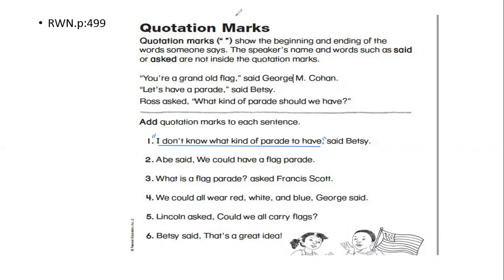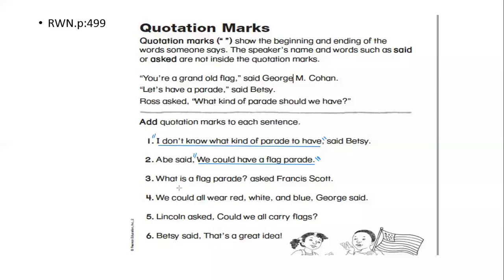Second one, Abe said we could have a flag parade. Okay, this is the exact word of Abe. So I can add the quotation marks at the beginning of his speech and at the end. I place the ending mark inside the quotation marks, don't forget that.